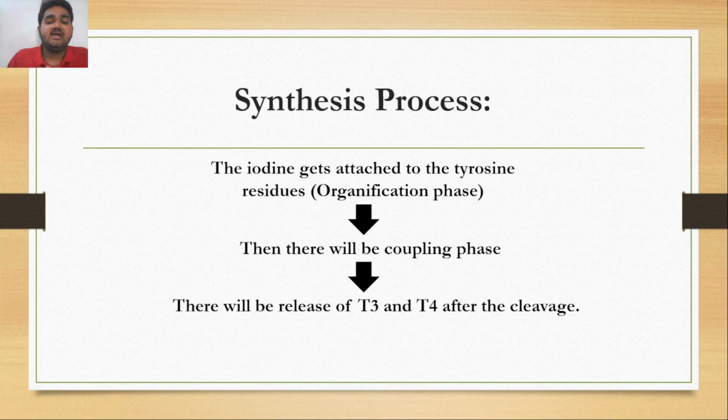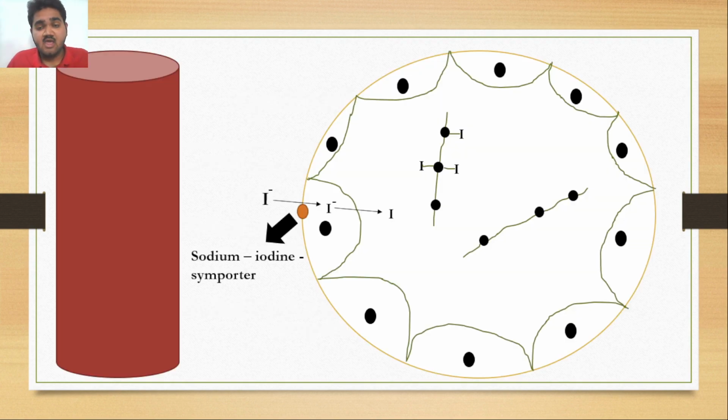So first of all there will be the phase of organification. Then after organification there will be a coupling phase, and finally there will be the release of our T3 and T4 after the cleavage. Now let us understand this particular point. We have read that the important organification phase and the important coupling phase are happening in our empty space.